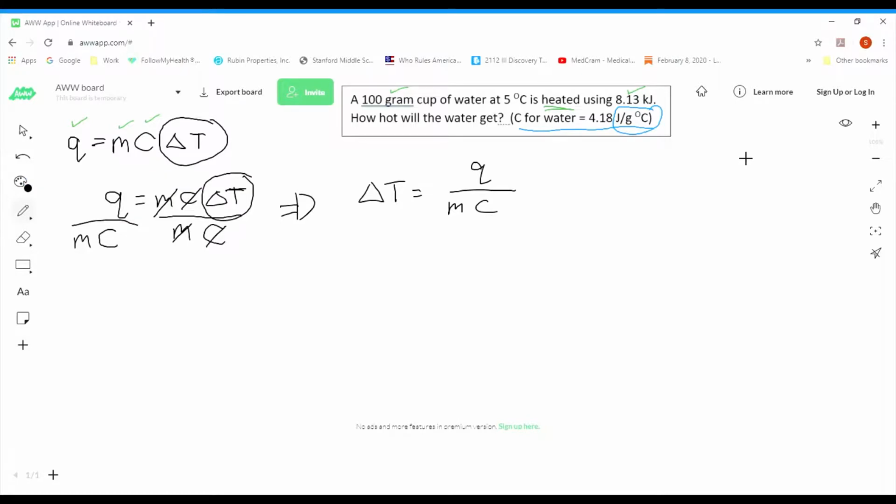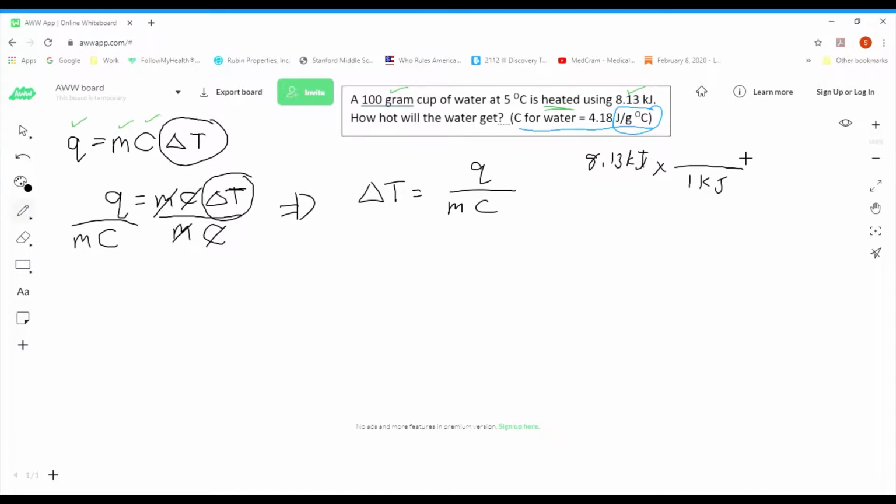So our 8.13 kilojoules, we're going to go ahead and convert those. Every kilojoule is 1,000 joules, right? I think kilo is 1,000 times the base unit.